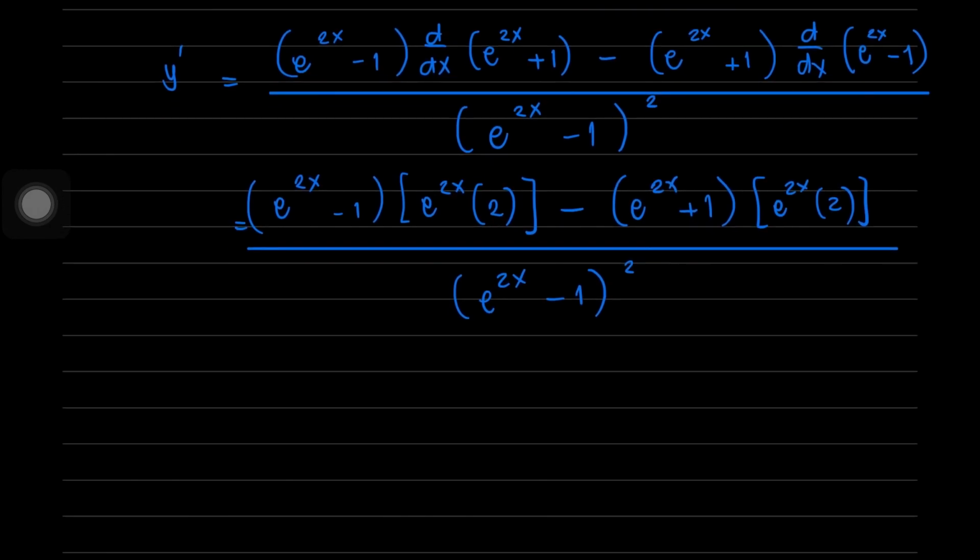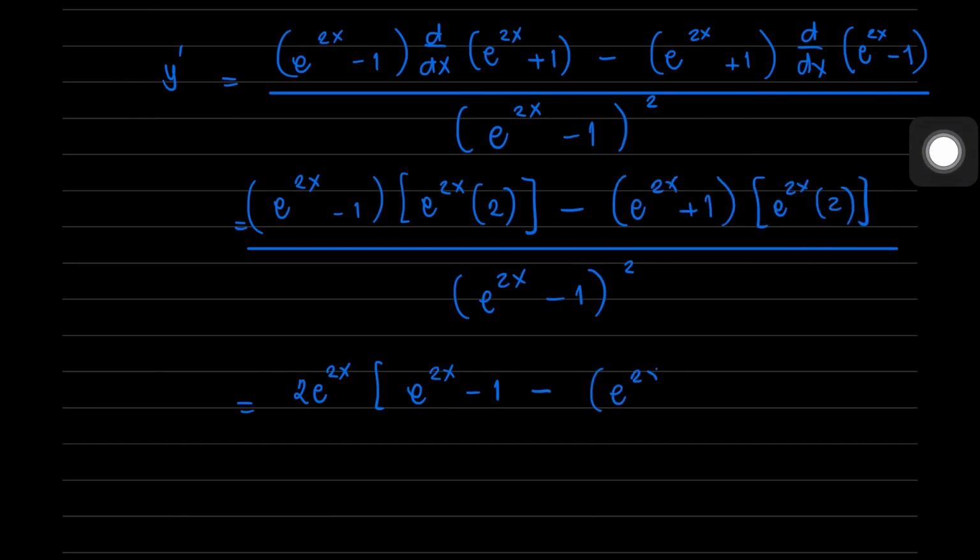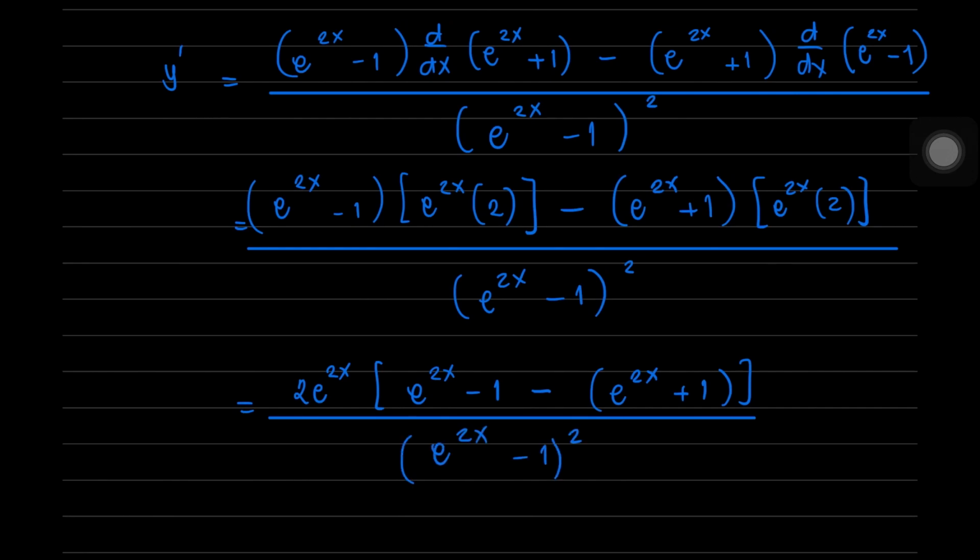Now, if you're going to notice in the numerator, we can factor out e raised to 2x times 2, or that is equal to 2e raised to 2x. And if we factor out 2e raised to 2x, this term would now be e raised to 2x minus 1. And if we bring out e raised to 2x times 2 in this term, we now have minus e raised to 2x plus 1, all over e raised to 2x minus 1 quantity squared.